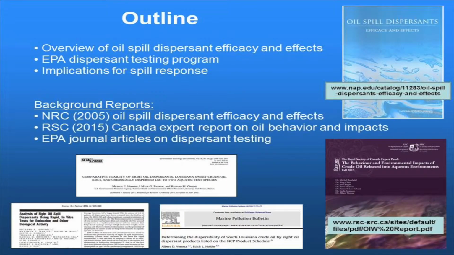Okay, well, first of all, thank you all for coming out to listen to us, and I appreciate Emily and the Sea Grant folks for inviting me out. Just to give you an overview, I'm going to give you a little bit of background information on oil spill dispersants, their efficacy or how effective they are, and their ecological effects. Then a brief summary of EPA's Deepwater Horizon testing program, and finally, which might be most important to you, what does this mean? What are the implications for spill response?